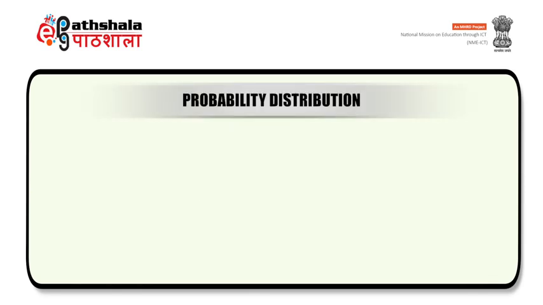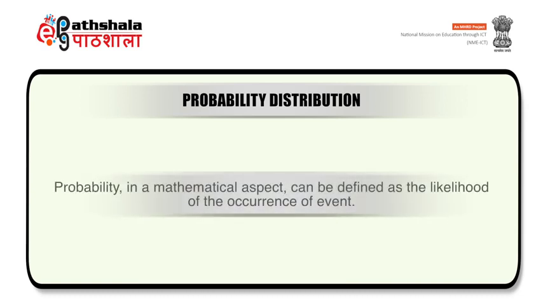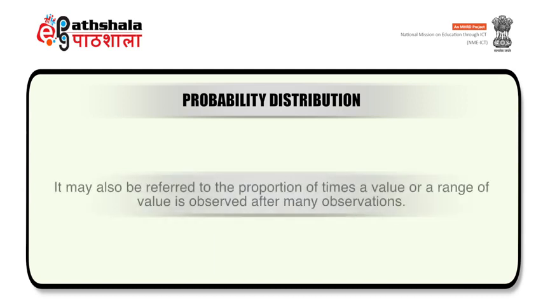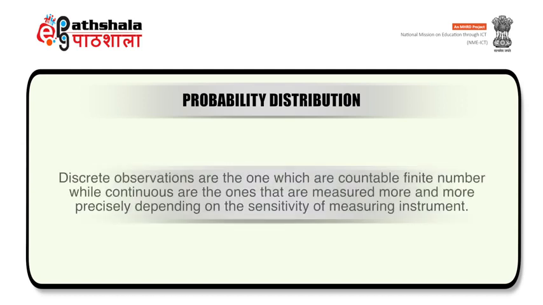The second learning objective is probability distribution. Probability is related to statistics. Probability in a mathematical aspect can be defined as the likelihood of occurrence of an event. It may also be referred to as the proportion of times a value or a range of values is observed after many observations. Observations are of two types, discrete and continuous. Discrete observations are the ones which are countable, a finite number, while continuous are the ones that are measured more and more precisely depending on the sensitivity of the measuring instrument.